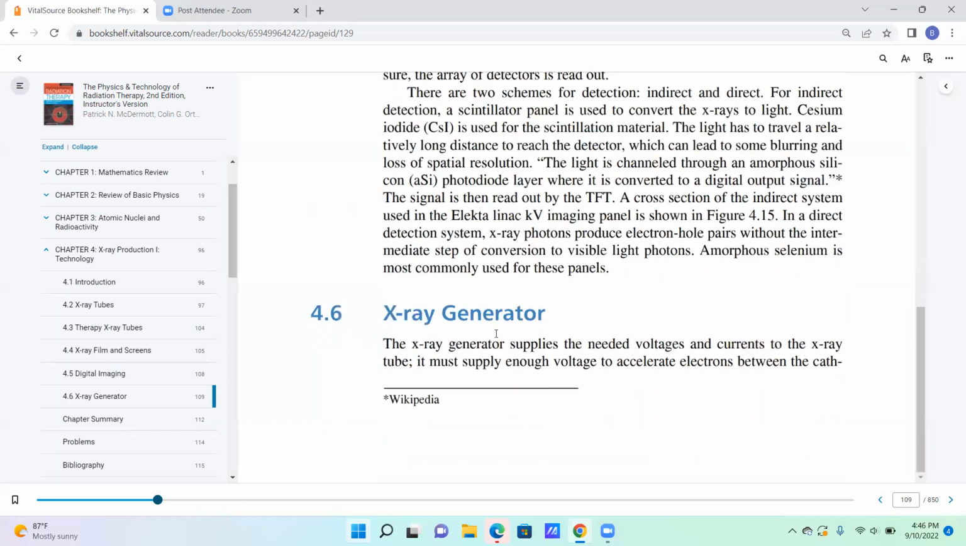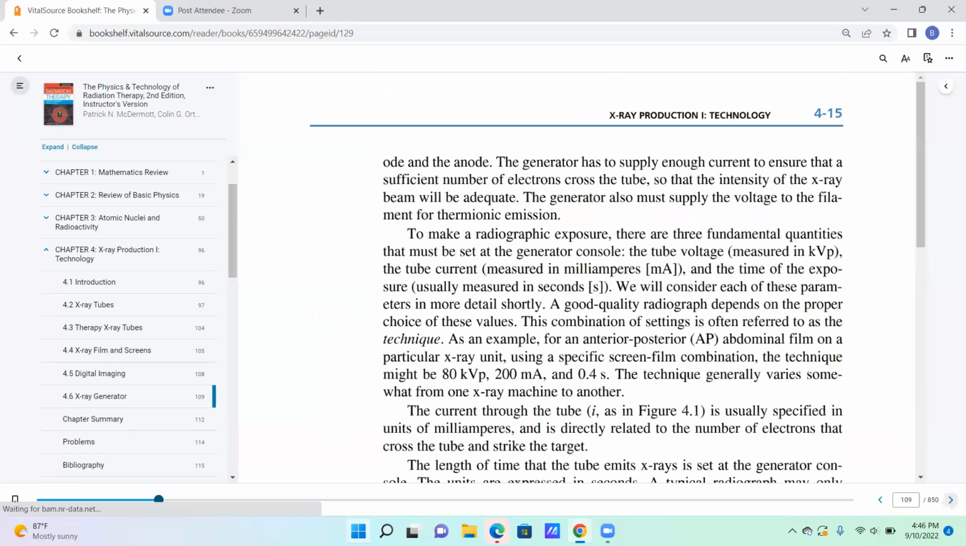So an X-ray generator supplies the needed voltages and currents to the X-ray tube. It must supply enough voltage to accelerate electrons between the cathode and the anode. Generator has to supply current to ensure that a sufficient number of electrons cross the tube so that the intensity of the X-ray beam will be adequate.